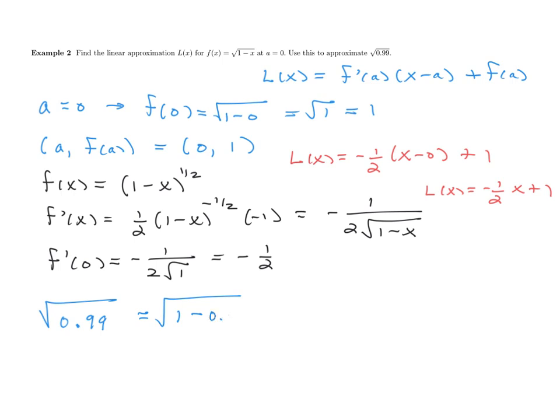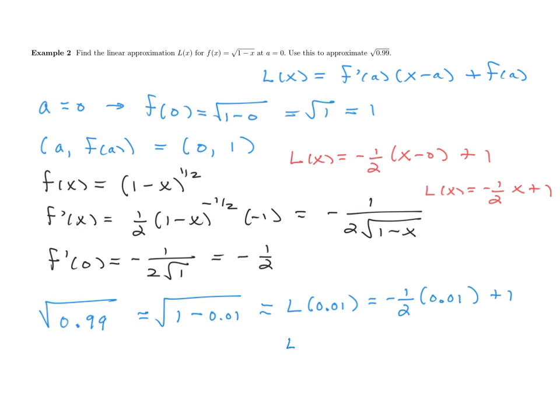That number is 0.01. It's important to write this way as the function f of x, because this thing is now approximately equal to this, with 0.01 in place of x. So this is approximately our linearization at 0.01. What is our linearization at 0.01? It's negative 1/2 times 0.01 plus 1.